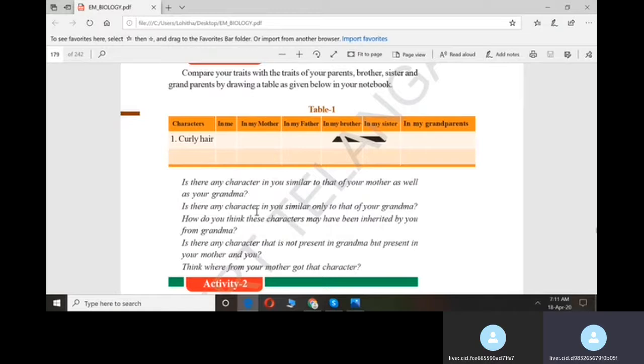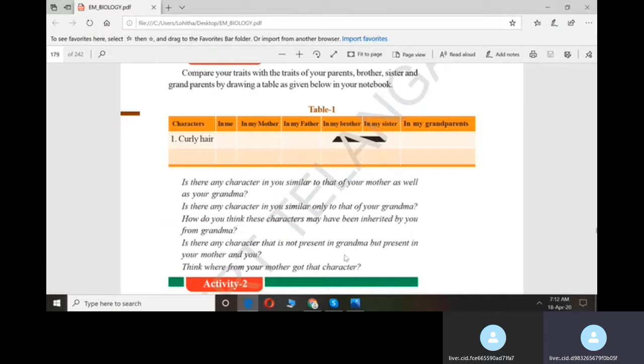Okay, is there any character in you similar only to that of your grandma? Maybe grandma if you are a boy, or grandfather if you are a girl. Okay, how do you think these characters may have been inherited by you from grandma? Inherited means how you got those characters, because your parents might have inherited characters and you get inherited characters. The same genes are passed from one generation to another generation.